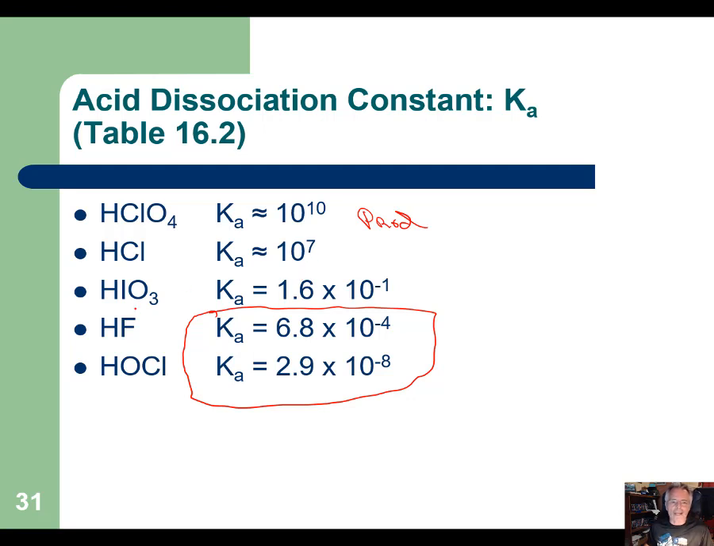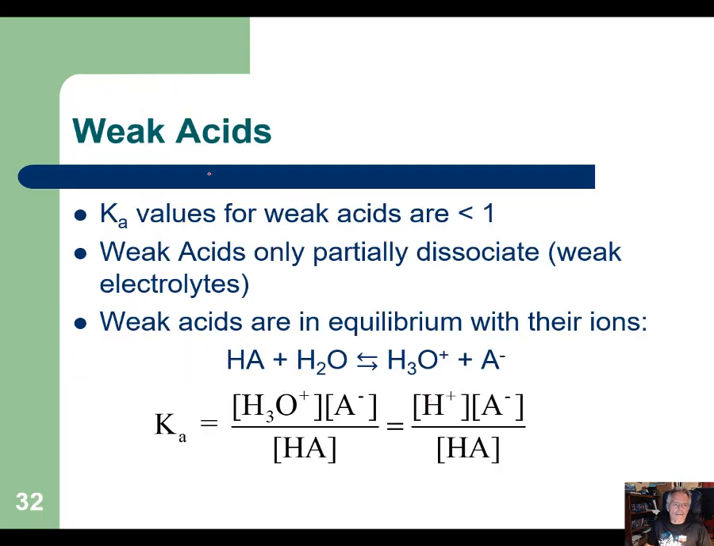This is iodic acid. This is the iodate ion. It's a 10 to the minus 1 acid, so it is a weak acid. It's got a Ka less than 1, so we do consider it to be a weak acid. Now, your first weak acids here that we really will work with a lot are hydrofluoric, 10 to the minus 4, and hypochlorous, 10 to the minus 8. We'll do calculations with both of those weak acids at some point in time.